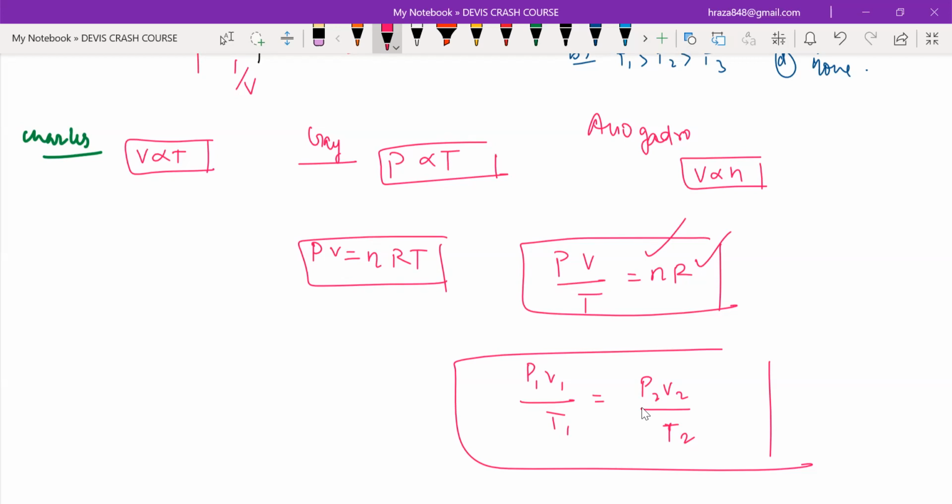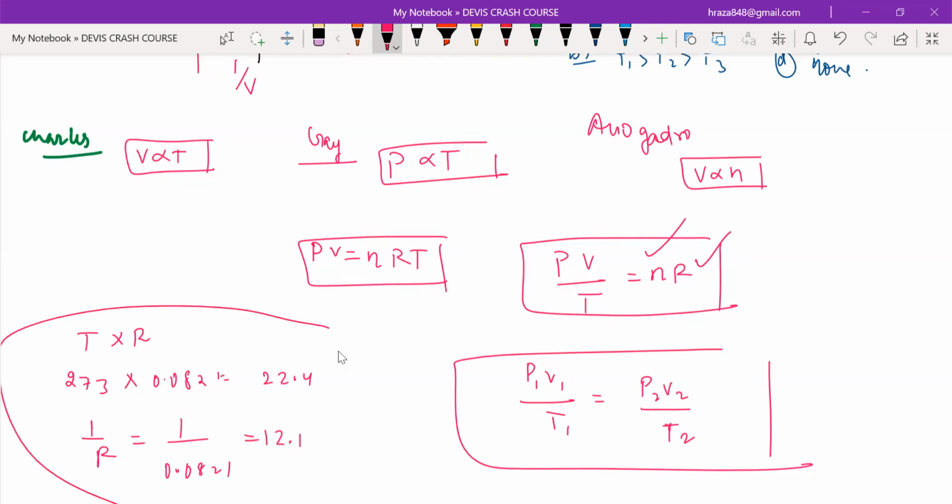So this is what I wanted to tell you. Also remember this part is very important. If T into R, where T is 0 degree centigrade, that means 273 and R is 0.0821, it will be approximately equal to 22.4. And 1 by R, if you put the value 0.0821, will be equal to 12.1. This value is very important because in this chapter it comes frequently, only for the numerical purpose.